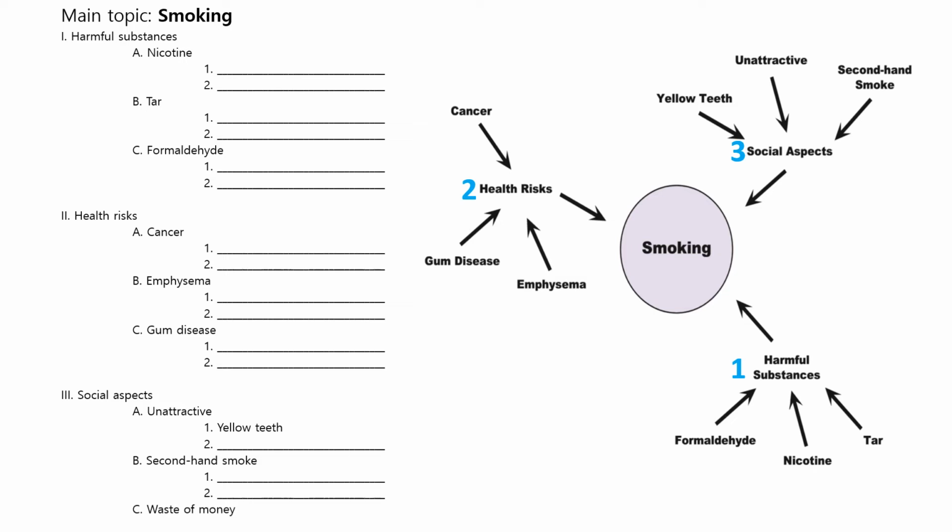So for my whole outline here, I've taken the information from my mind map and just moved it over into an outline format. When you have it in an outline format, now you can add more information. So nicotine, for example, why is it so harmful? I have a 1 and a 2 there to explain why it's so harmful. Talk about the addictive properties of nicotine and so on.